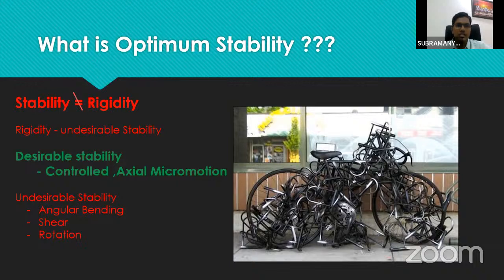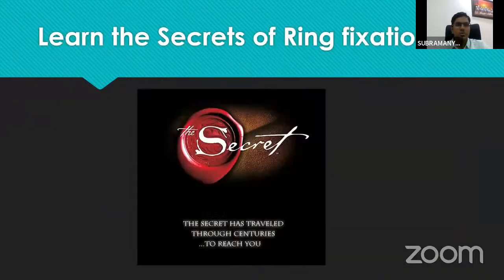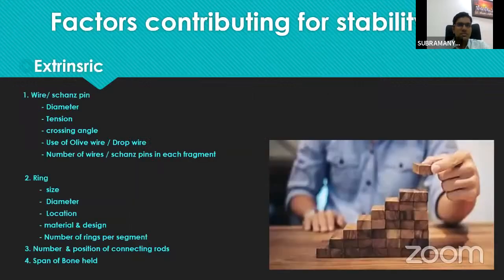So what are the forces of undesirable stability? Angular bending forces, shear forces, and rotational forces. So today we'll be learning the secrets of the Ilizarov fixation. The factors contributing to the stability are divided into two. One is extrinsic stability, and the other will be the intrinsic stability.